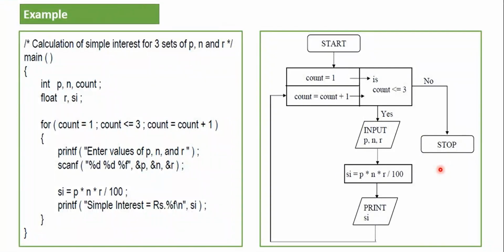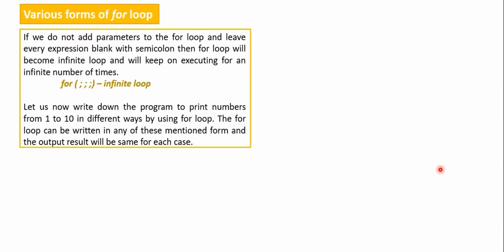Okay, so we'll write this code in our code block session. For now, let's see the various forms of the for loop. If we do not add parameters to the for loop and leave every expression blank with semicolons, then the for loop will become an infinite loop and will keep on executing an infinite number of times. As you can see, for, and we have not added any expression, whether initialization, test or update. I have added just 3 semicolons, and if you execute this loop and write anything within the body, that will be executed an infinite number of times.